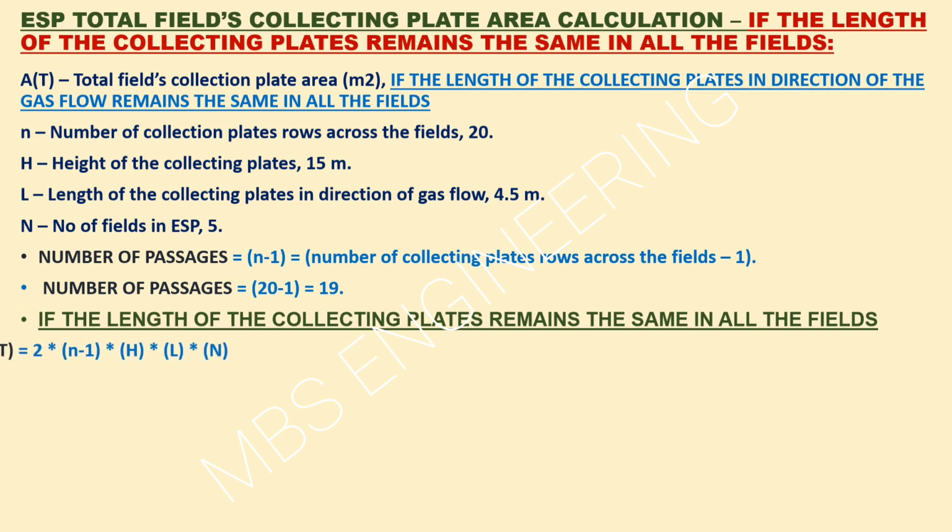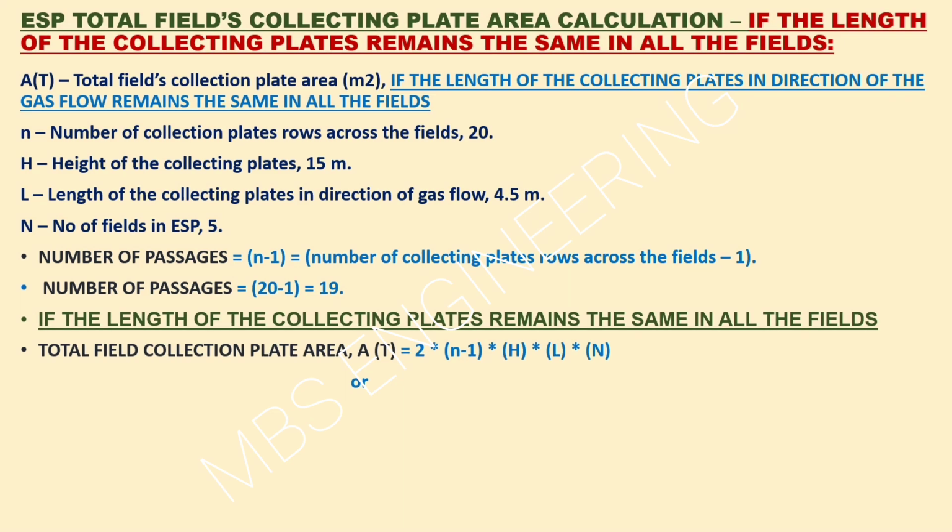Next, the total fields collection plate area calculation equation is given below. Please note this equation is applicable only if the length of the collecting plates in the direction of gas flow remains the same in all the fields. Total fields collection plate area, AT, is equal to 2 multiplied by number of passages, multiplied by height, multiplied by length, multiplied by number of fields.